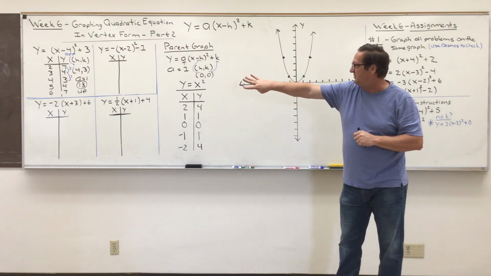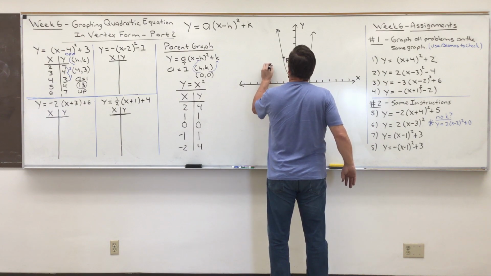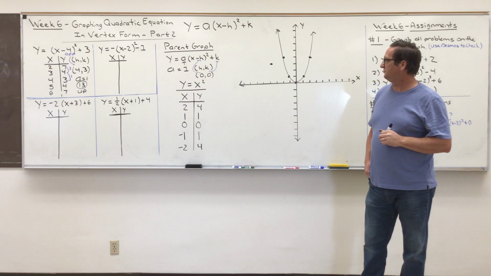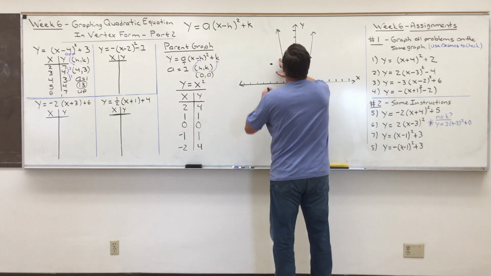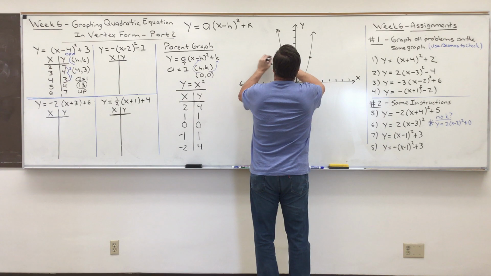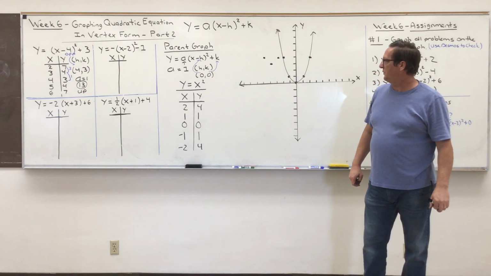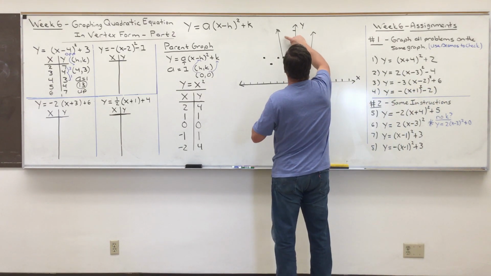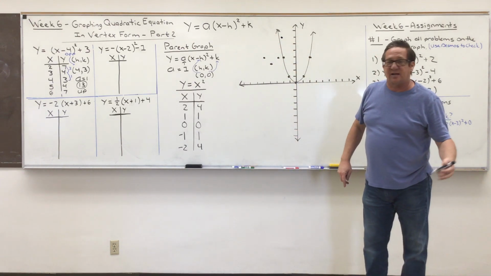So now let's do this one. Okay, I get 4 comma 3. And we're going to do 3 comma 4. And 5 comma 4. 2 comma 7. And 6 comma 7.